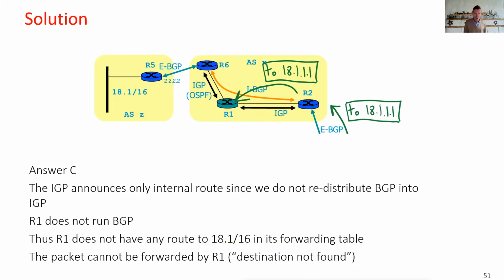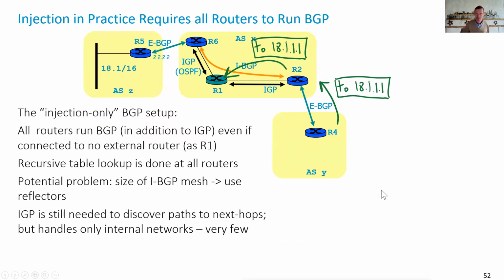So this causes a problem. So there is a problem. If we do only injection, we need to fix the problem. Believe it or not, a very common way to fix it is to run BGP also in R1. So if we do only injection, R1 will also run BGP.